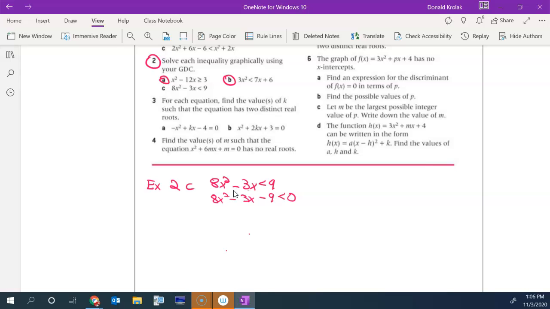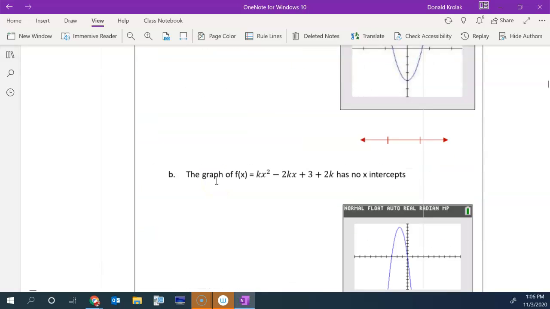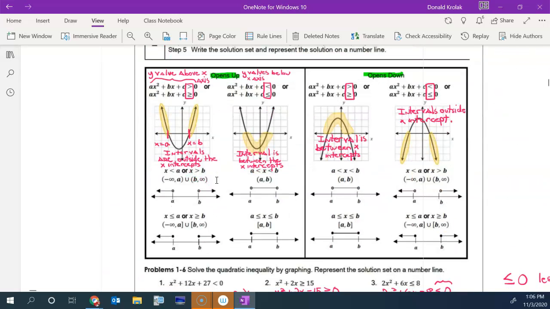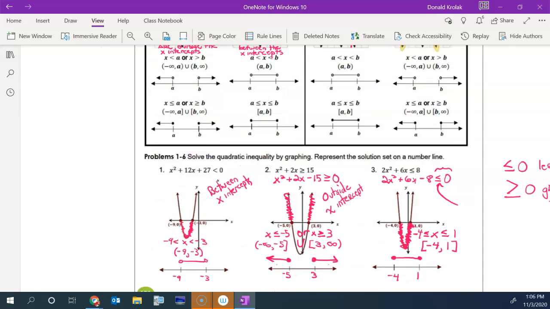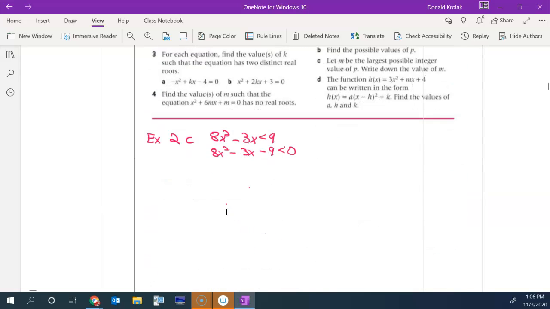Now, before we go any further, this graph opens up and it's a less than. Where are we going to find the critical points? Opens up and is a less than. Yep, between the x-intercepts. So that's where we're going to look once we graph this. Our interval is going to be between whatever we get as the x-intercepts. So I'm going to write here, between x-intercepts.